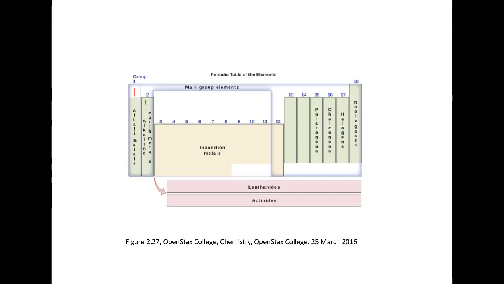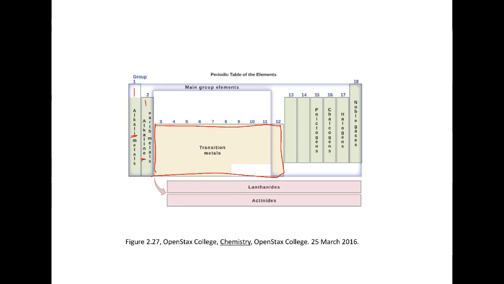So the way that I remember group 1 and group 2 is that if you arranged alkali and then alkaline in alphabetical order, alkali would be first and then alkaline would be second. This whole middle part of the periodic table, which we'll learn another name for eventually, these are called the transition metals. So we have metals over here in the alkali and alkaline earth metals.